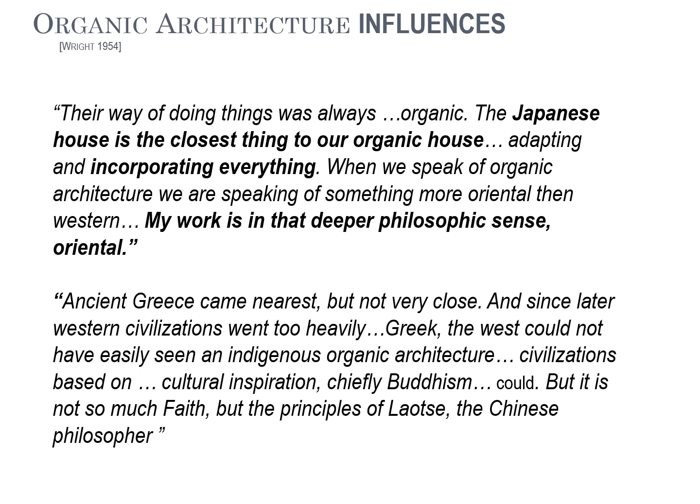And then he says in another quote, ancient Greece came nearest, but not very close. And since later Western civilizations went too heavy Greek, the West could not have easily seen an indigenous and organic architecture. Civilization based on cultural inspiration, chiefly Buddhism, could. But it is not so much faith, but the principles of Lao Tse, the Chinese philosopher. So you can see he's certainly drawing on Asian influences from early on, and never liked the neoclassicism, Greek and Roman revival that we spoke of earlier.